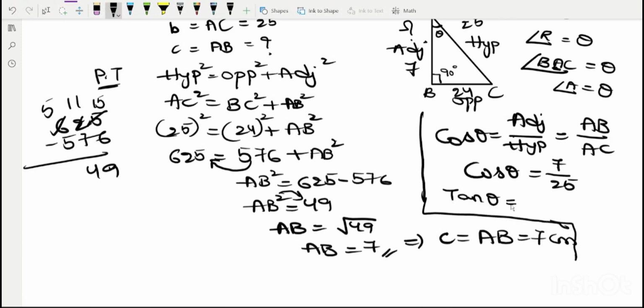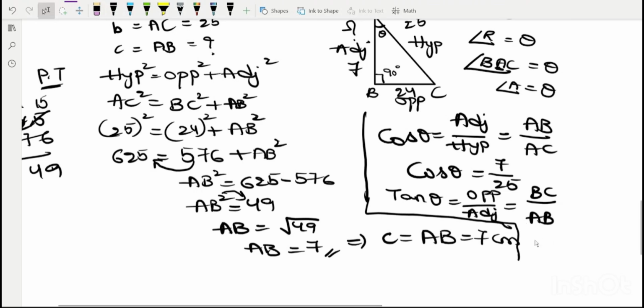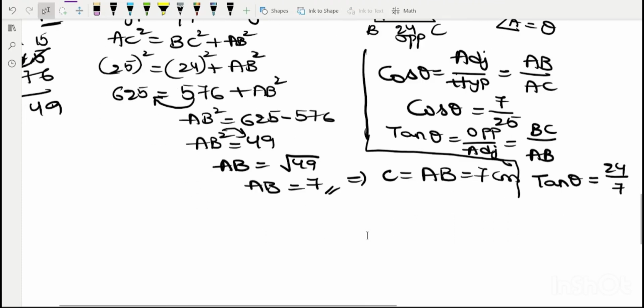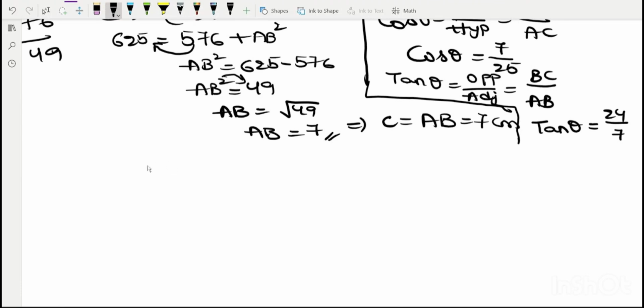Now we will write the formula for tan theta. The formula for tan theta is opposite divided by adjacent side. The opposite side is BC, upon the adjacent side, which is AB. So tan theta equals BC, which is 24, upon the adjacent, which is AB, 7. Therefore, he has asked us to find the values of cos theta and tan theta. Cos theta is 7 upon 25, and tan theta is 24 divided by 7.